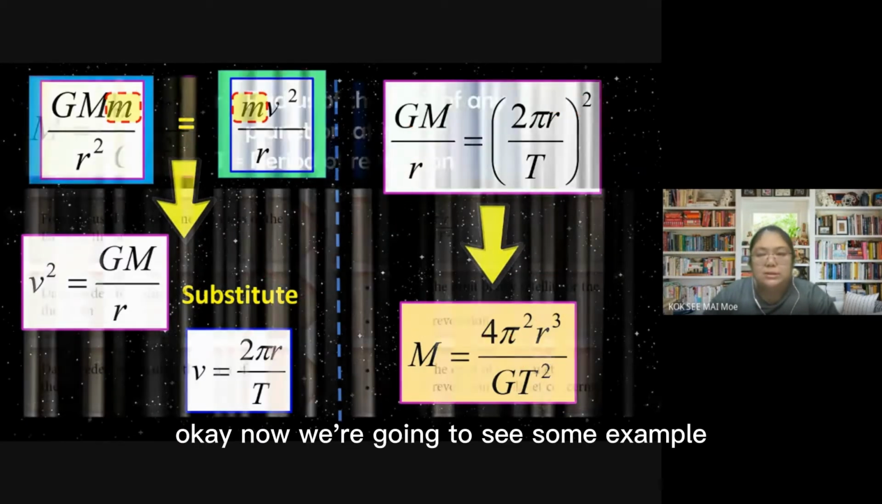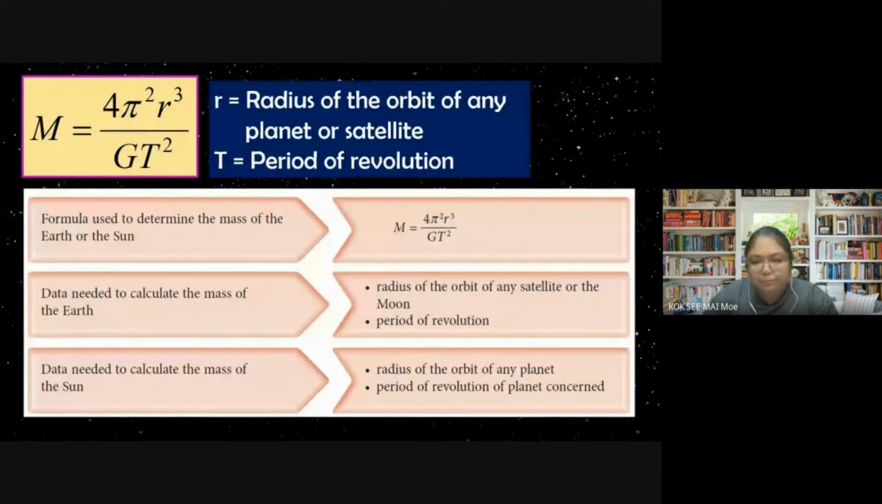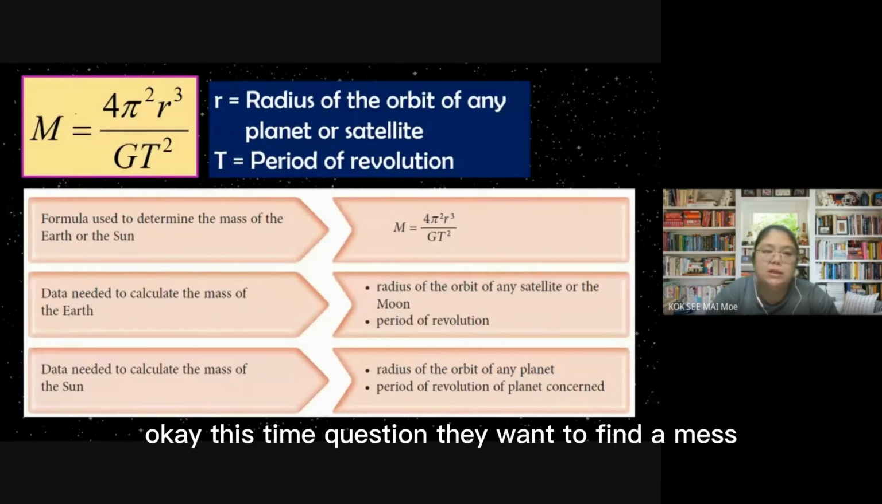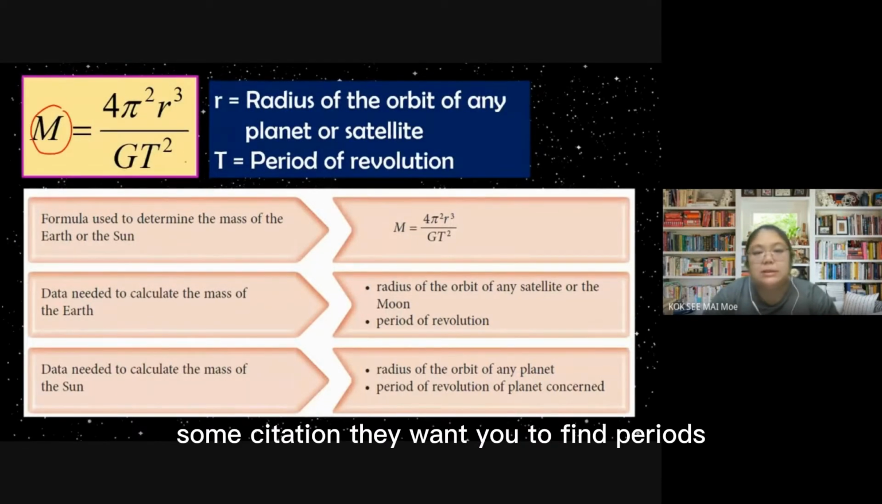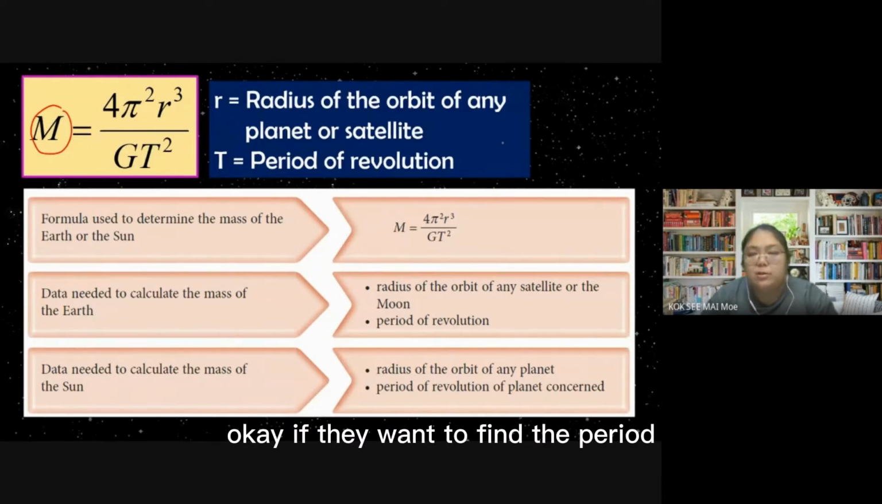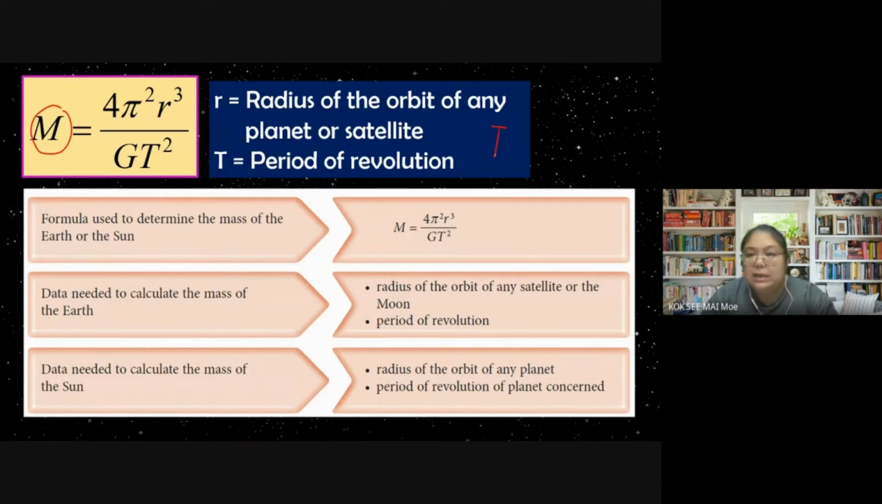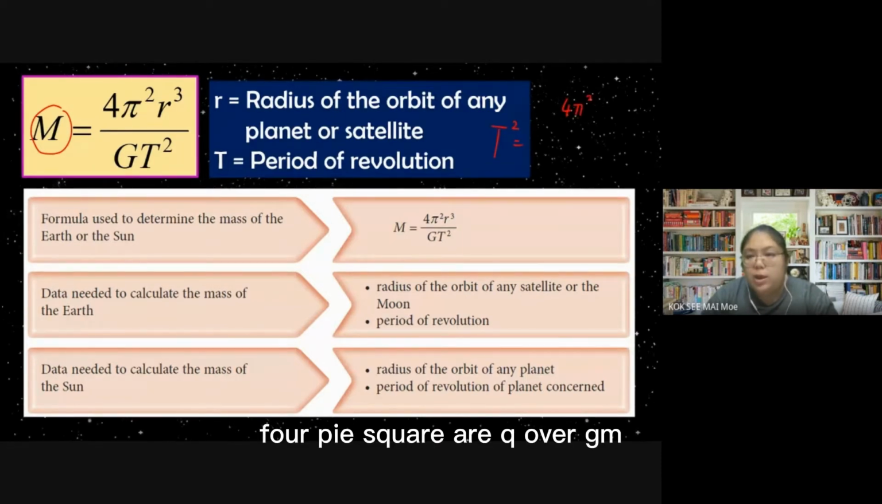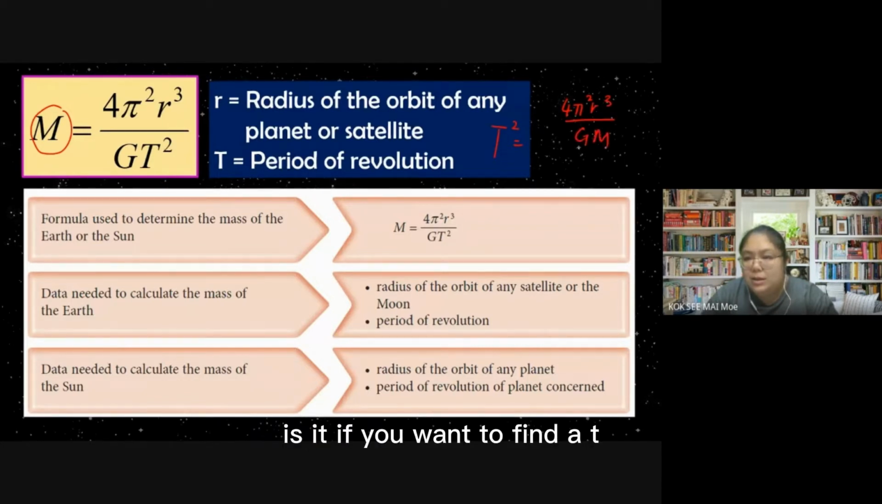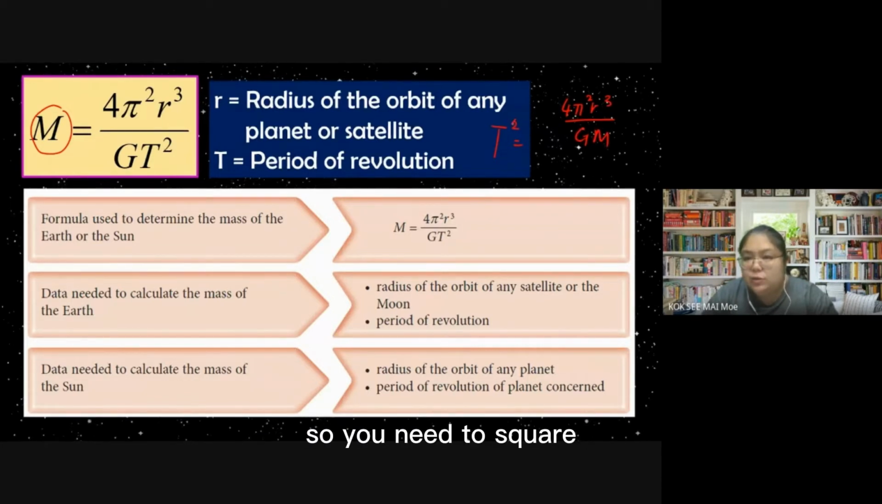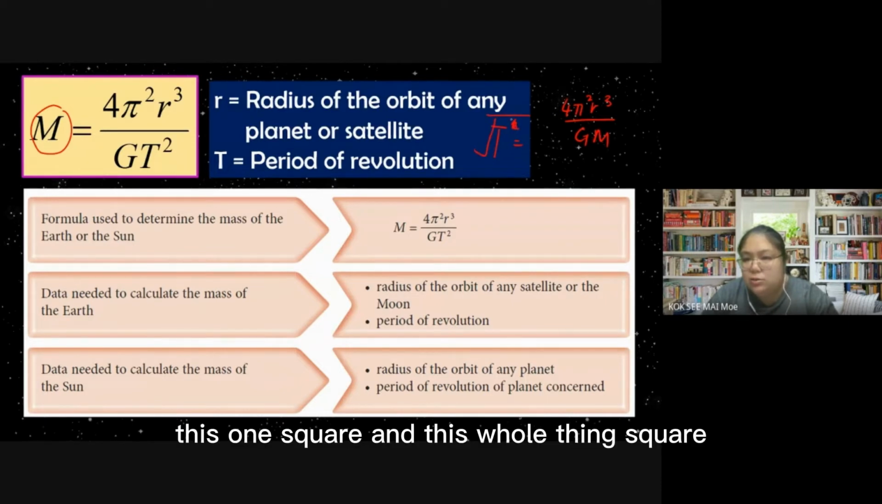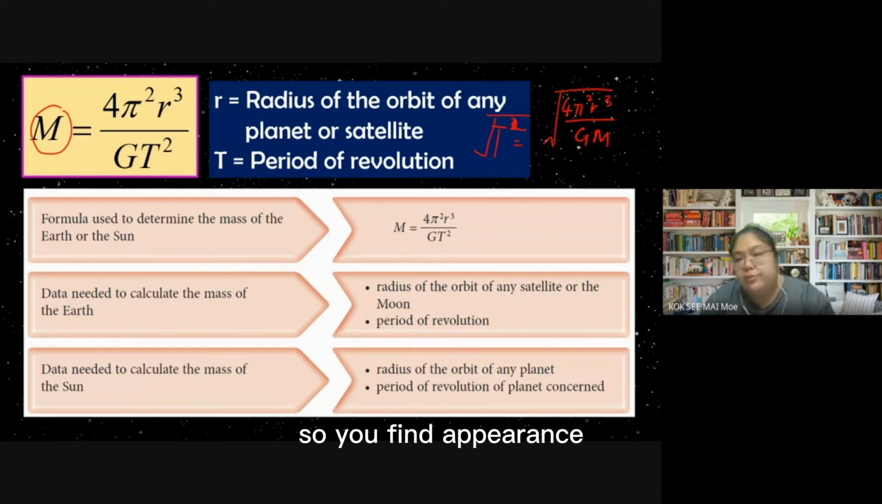Okay, now we're going to see some examples. In this question, they want to find the mass. In some situations, they want you to find the period. If they want to find the period, you take out the T. T squared equals 4 pi squared r cubed over GM. If you want to find the T, you need to take the square root of this whole thing. So you find the period.